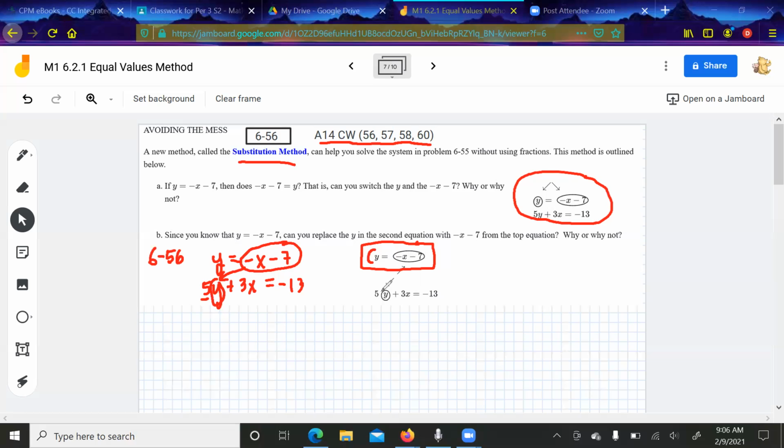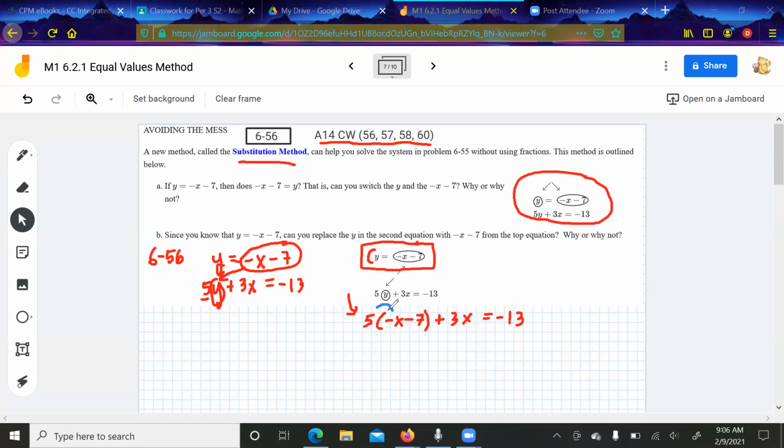Okay, so we're going to substitute, instead of y, we're going to put negative x minus 7 into this other equation, the second equation. So we put 5 times negative x minus 7 plus 3x equals negative 13. Okay, and what that does is that has eliminated our y's. Now we only have equations with x's in it. Okay, so now we can solve for x.